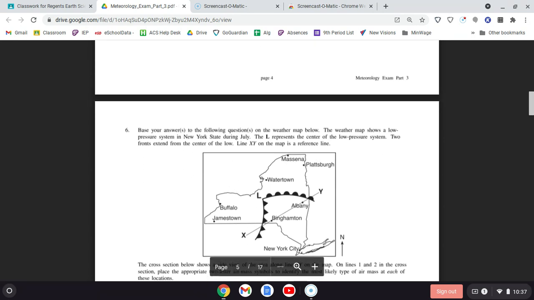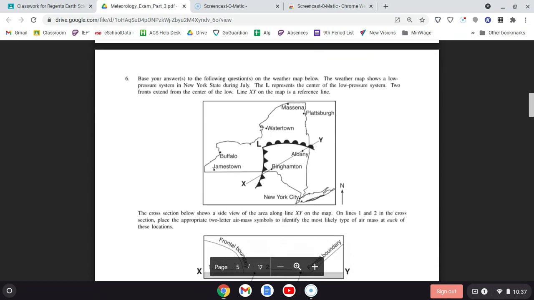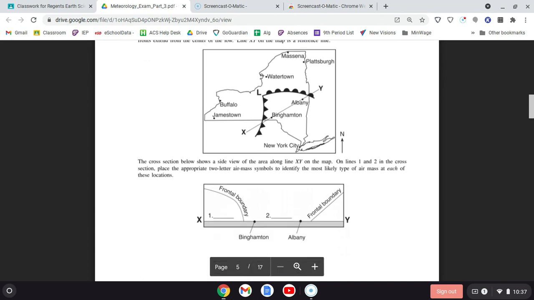Number 6, the weather map below shows a low pressure system in New York State during July. The L represents the center of that low pressure system. 2 fronts extend from the center of that low. Line XY in the map is a reference line. The cross-section below shows a side view of the area along XY on that map.